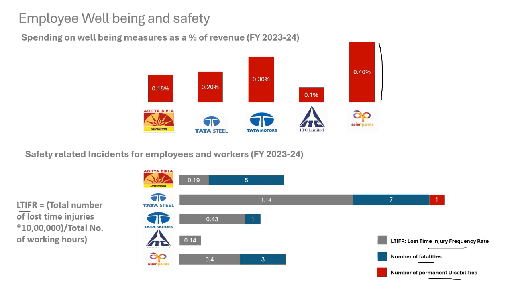Value chain partners also need to start maintaining the total amount of lost time due to injuries, the total number of fatalities, high consequence injuries, and permanent disabilities. Tata Steel and UltraTech Cement have more safety-related incidents and fatalities compared to other companies.